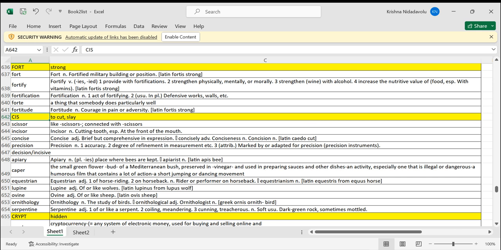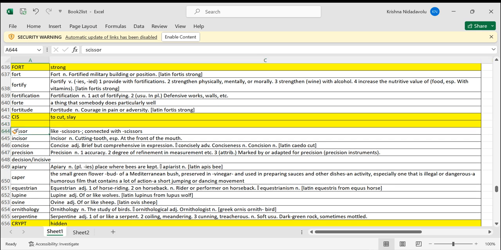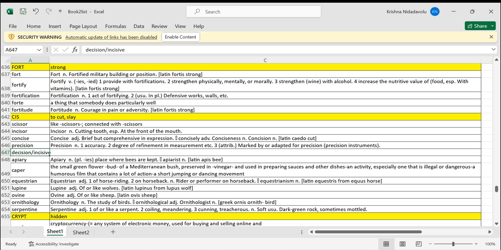Next is the root cis, C-I-S. Cis means to cut down or slay in Latin. This is coming from Latin. What is incisor? I-N-C-I-S-O-R. Incisor is one of the big front biting teeth. Some animals have big incisors. The front teeth are called incisors. What is a decision? Decision is when you cut off something, right? From the previous discussion, there was some uncertainty. You cut off all of that and make a decision. That is a decision. Decision and incisor. Incisor is the front cutting teeth.